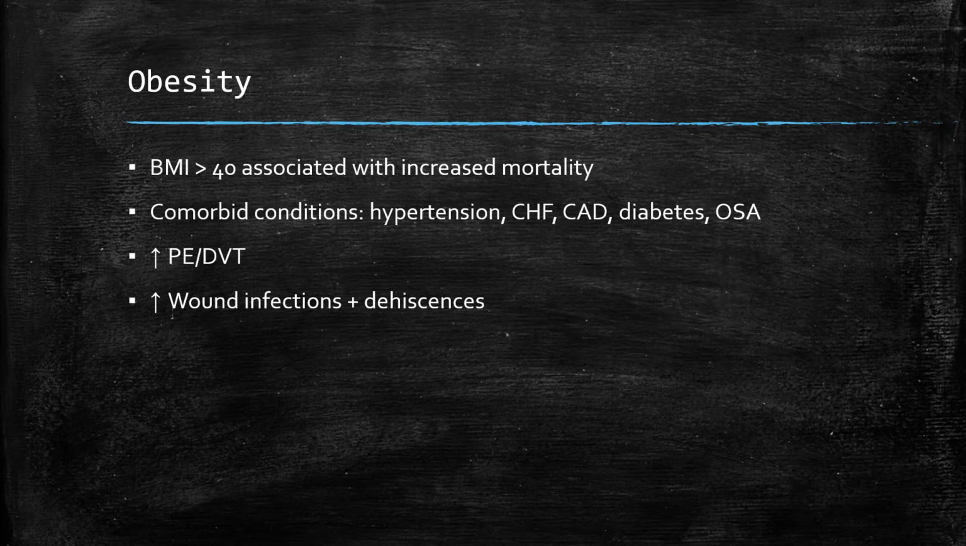Unfortunately, in affluent countries, obesity is an epidemic. Patients with a BMI greater than 40 have increased mortality in the postoperative period. Obese patients also have many other comorbid conditions that increase their risk. Many of them have high blood pressure, ischemic heart disease, congestive heart failure, diabetes, and obstructive sleep apnea.